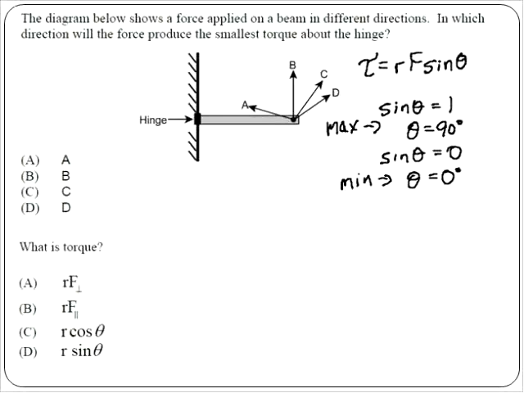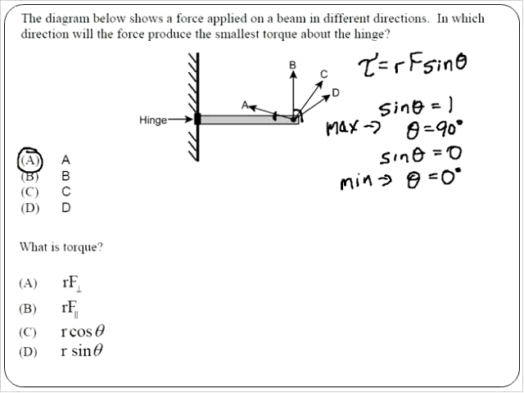And if you look carefully at this diagram, there's the smallest angle right there on A. So A would be the smallest torque. B would be the largest torque. And then C and D would be somewhere in between. B would be the largest because it's a right angle. You can see that there. A has the smallest angle.